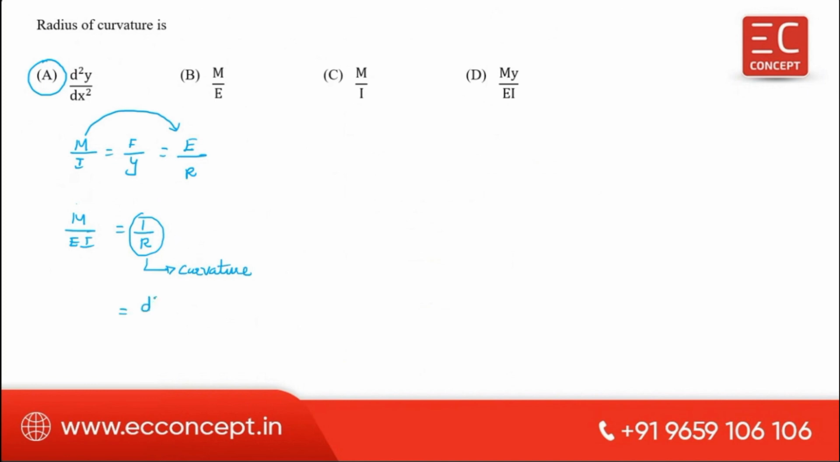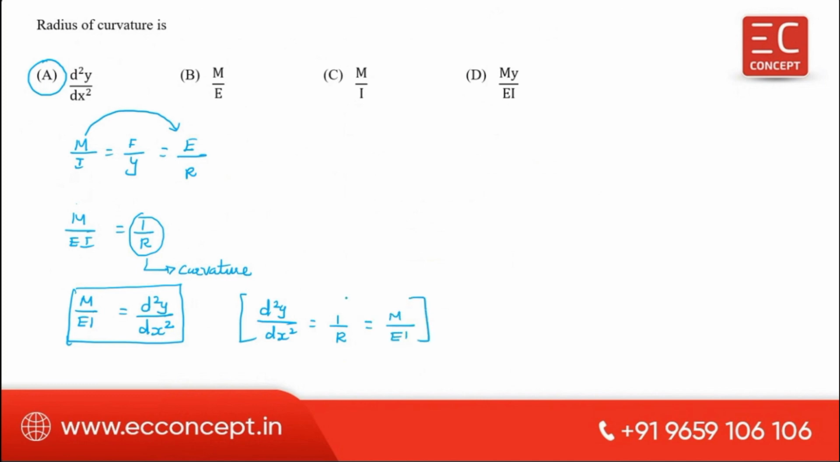So we can write d square y by dx square, that is M divided by EI. So d square y by dx square is curvature. So we can write d square y by dx square is equal to 1 by R, which is equal to M by EI. So the answer for this question is a.